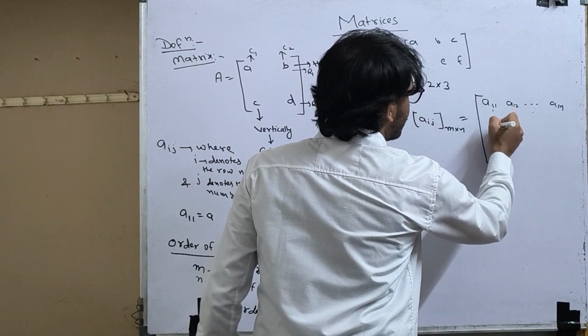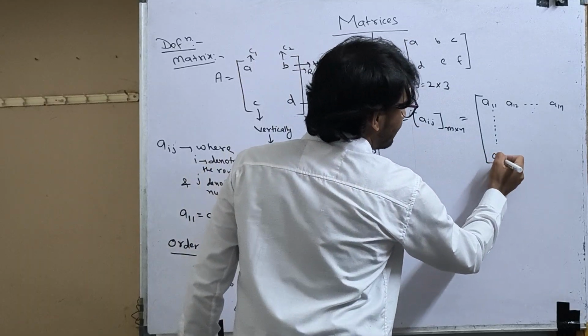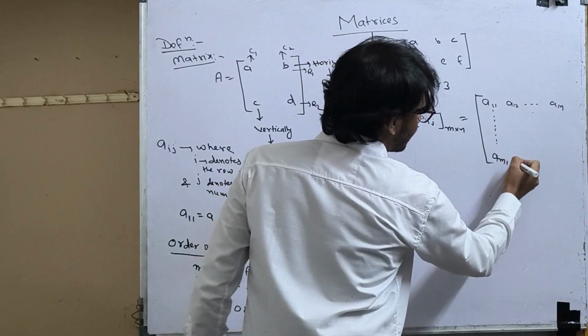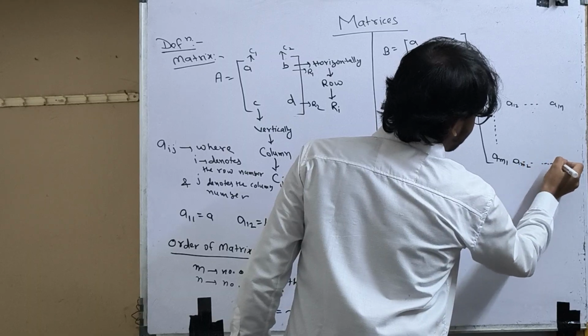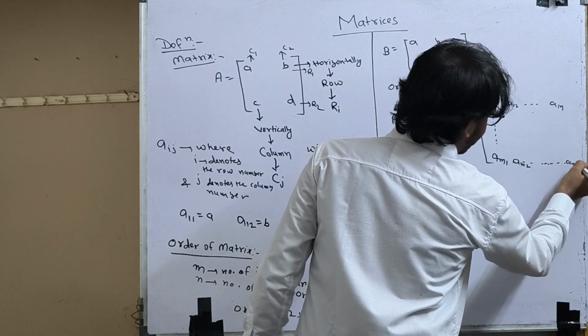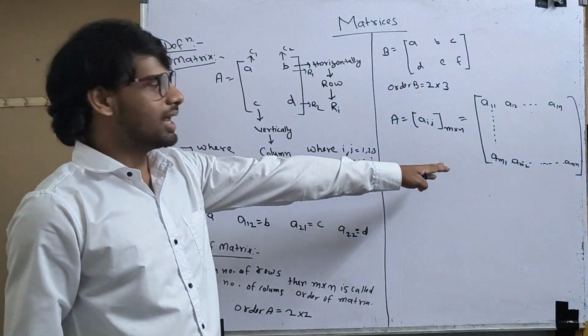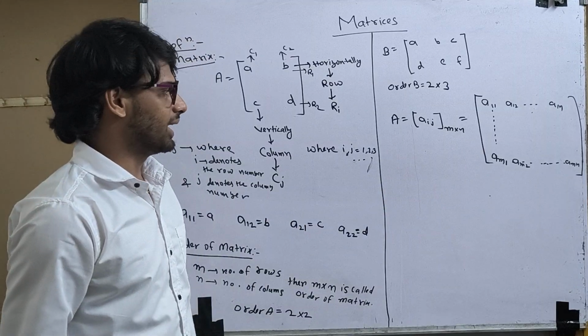So vertically there are m rows, and the column index is 1. So this is am1, this is am2, and this is amn. So this is my general matrix of order m by n.